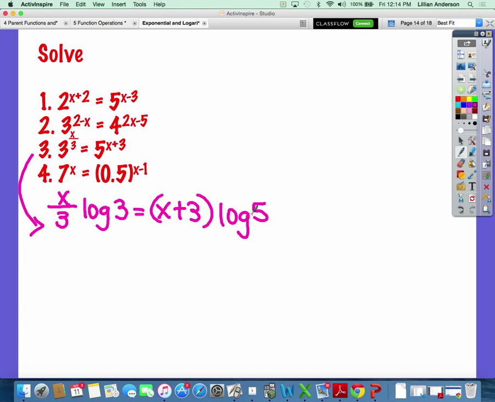I could divide by a log, but it's going to be kind of complicated when I have to eventually multiply by x plus 3. I probably would multiply first. I mean, it's still doable, but you just have to deal with the bigger expression to carry along the way. So this is the x log 5 plus 3 log 5.